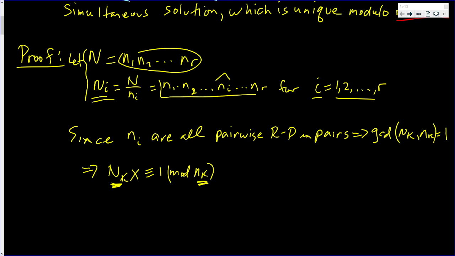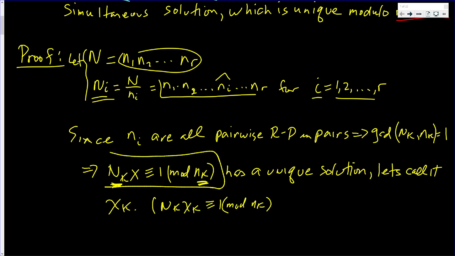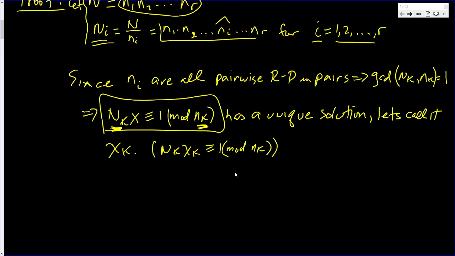Okay, now let's state that. Now this has a unique solution. Let's call it x sub k. So n_k times x sub k is congruent to 1 mod n_k. This equation does have a solution because the inverses exist. Okay. So now, let me just say one thing here. And it has a unique solution for all k equal to 1, 2, 3, up to r.